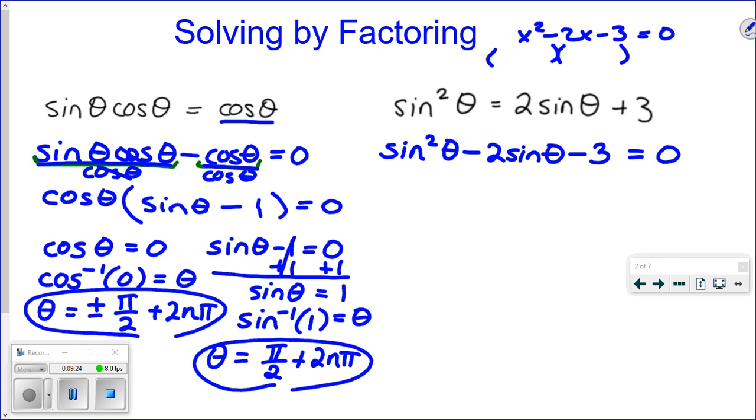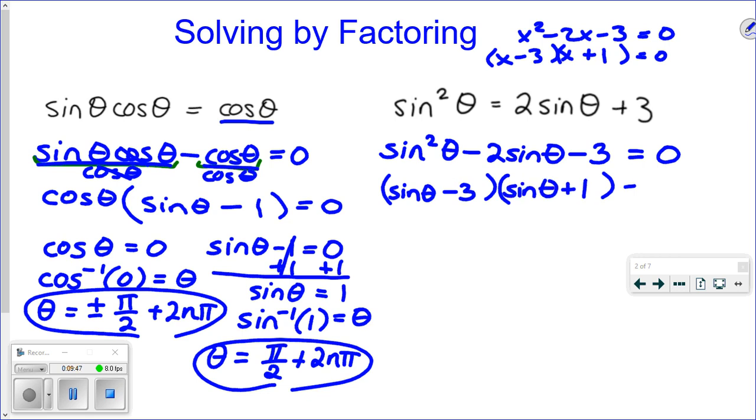And so remember, to factor the quadratic, we would just think factors of negative 3 that add to negative 2. So that would be negative 3 and positive 1. Well, the trig equation is going to factor the same way, but instead of x, we're just going to use sine of theta. Okay, and once we have it factored, then we'll just set each factor equal to 0, and then solve each equation separately.